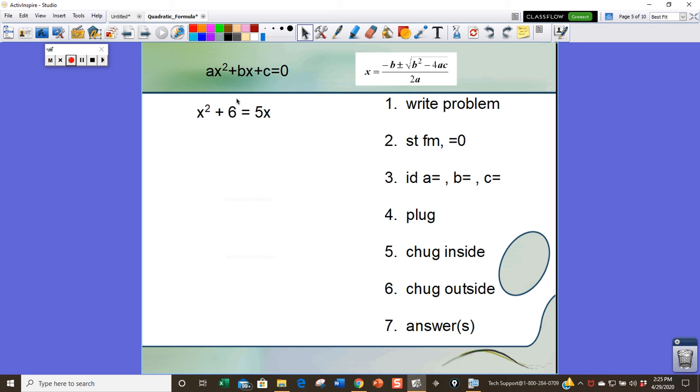So to fix this problem, I'm going to have to move the 5x over to the left and put it in the middle. So it looks like that.